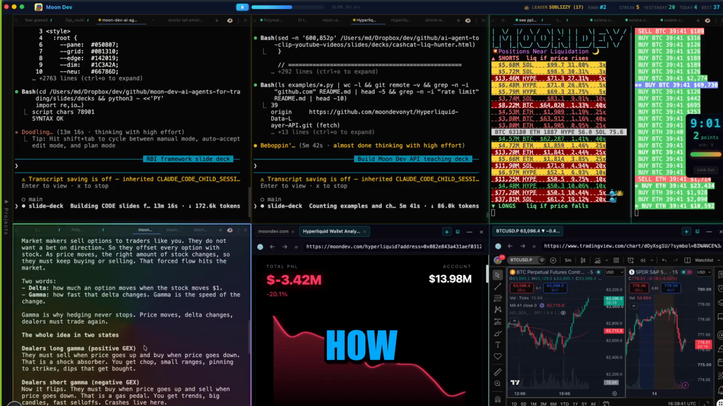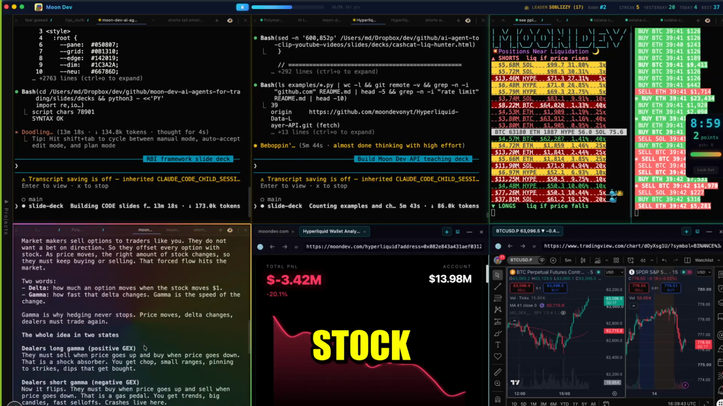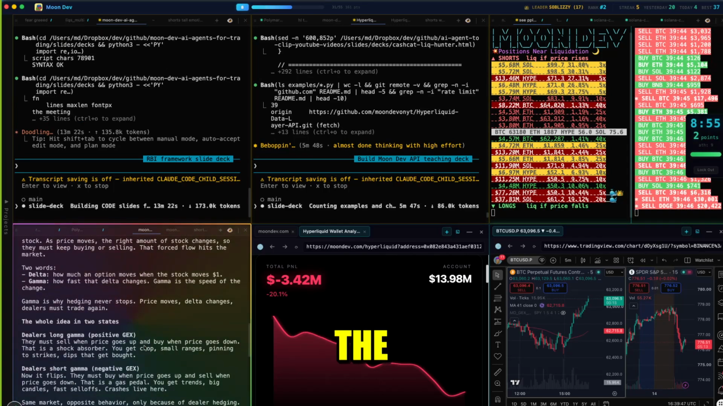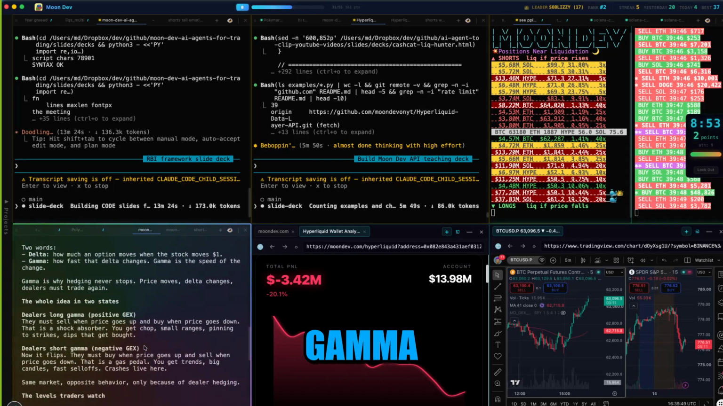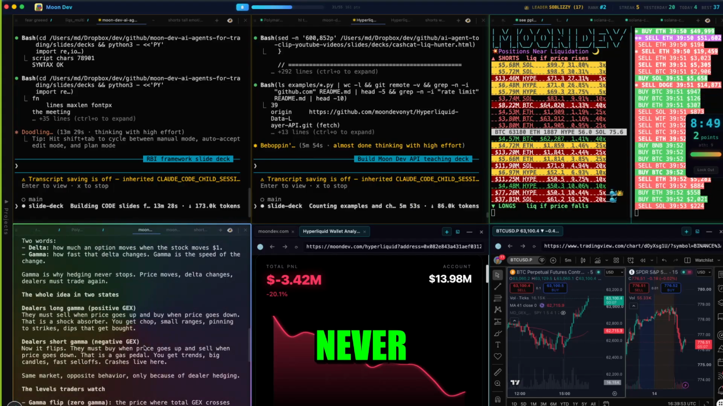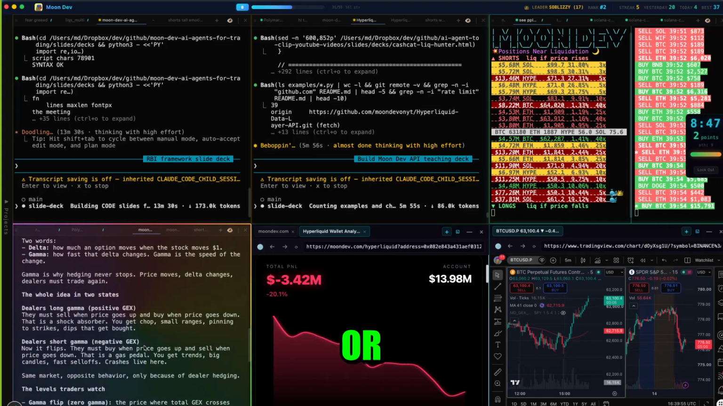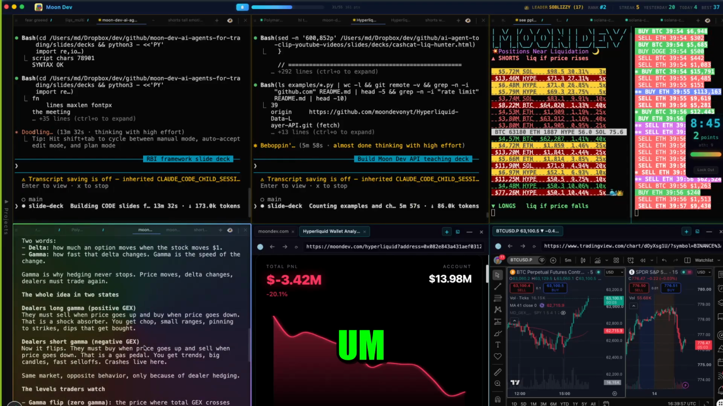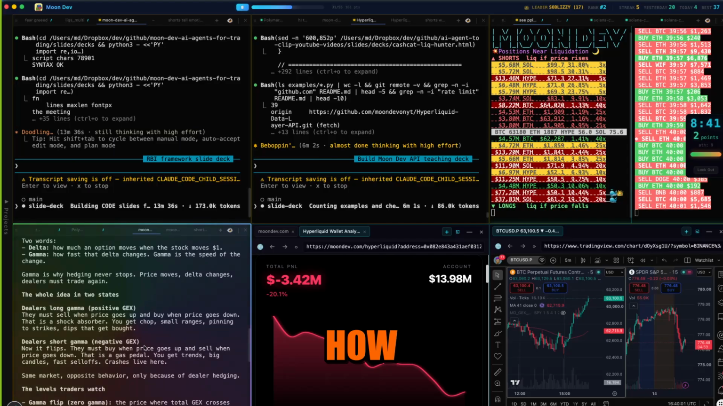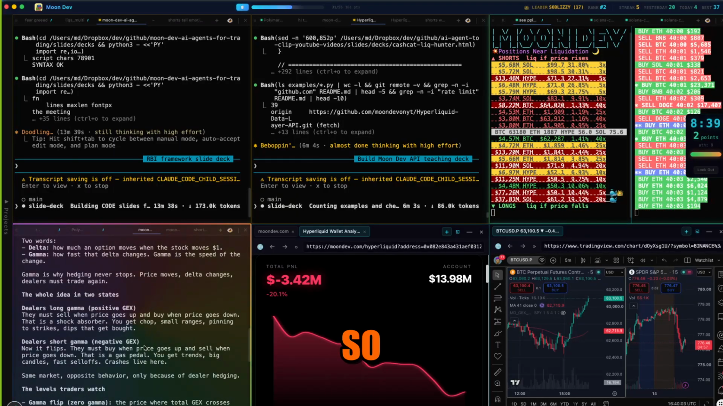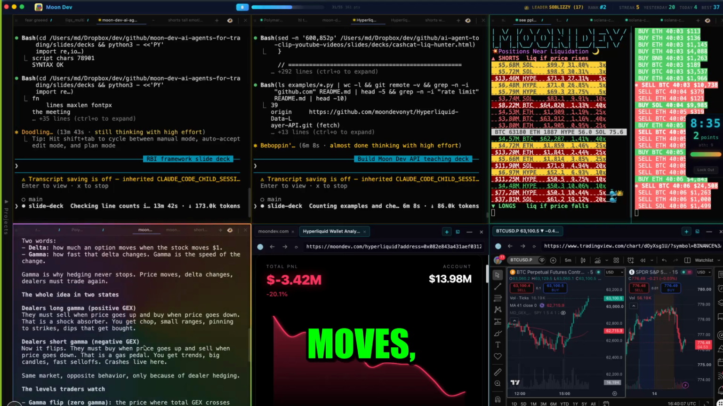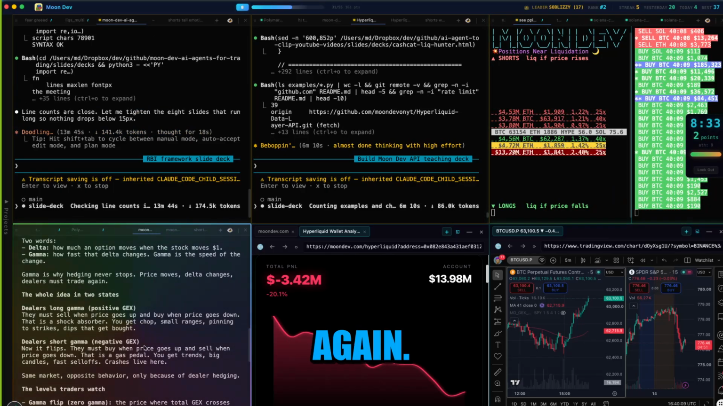Two words: delta, how much an option moves when the stock moves $1. Gamma, how fast the delta changes. Gamma is the speed of the change. Gamma is why hedging never stops. So market makers always have to hedge. They never want to be in a naked long or short, so they're... I guess the GEX allows you to kind of see how much they need to buy or sell. So gamma is why hedging never stops. Price moves, delta changes, dealers must trade again.